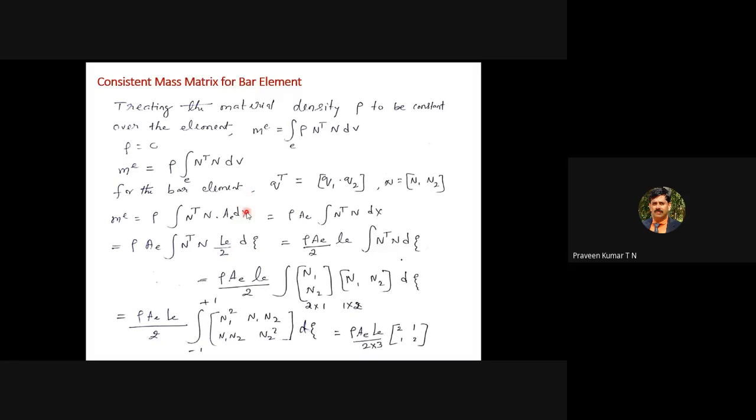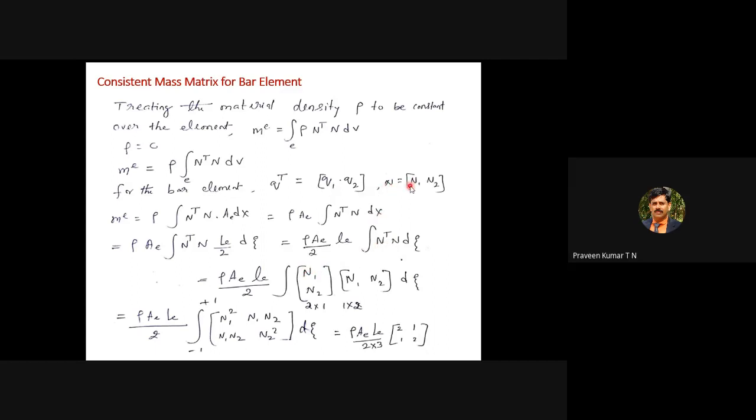This is in the global coordinate. So now you are moving towards the natural coordinate. When you move from global coordinate to natural coordinate, the integration limit also changes from 0 to L to minus 1 to plus 1. That's the first part. At the same time, dx is replaced by Le by 2 into d xi, and this is the formula. Now we end with N transpose.